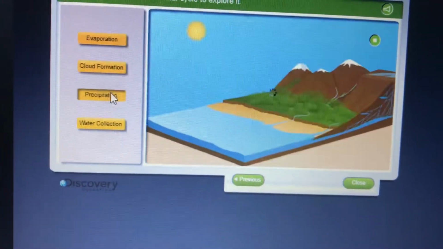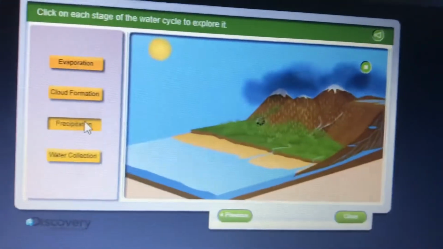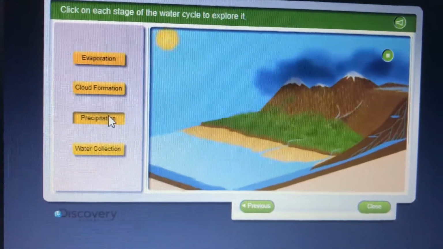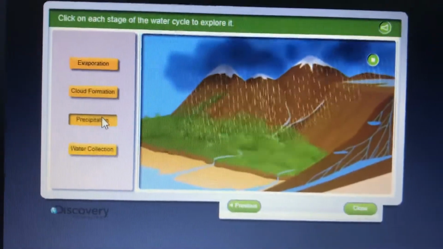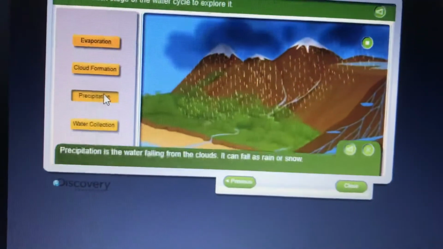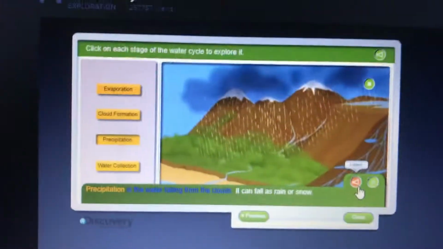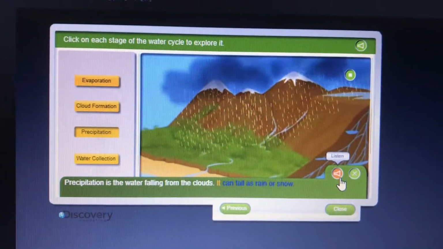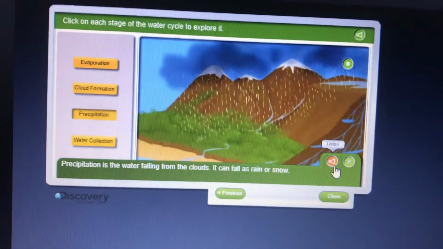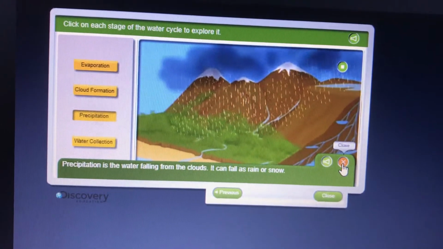Go on to precipitation. Watch. See how the clouds are dark? And it's fallen back to earth. Precipitation is the water falling from the clouds. It can fall as rain or snow, or sleet or hail. They forgot those.